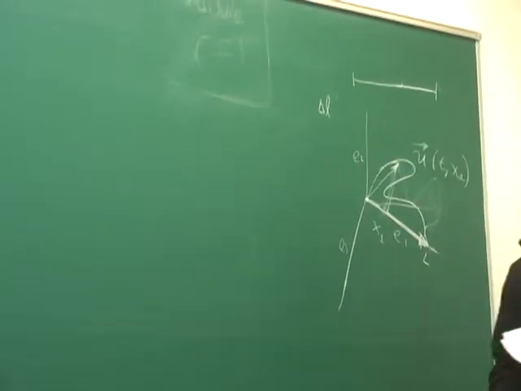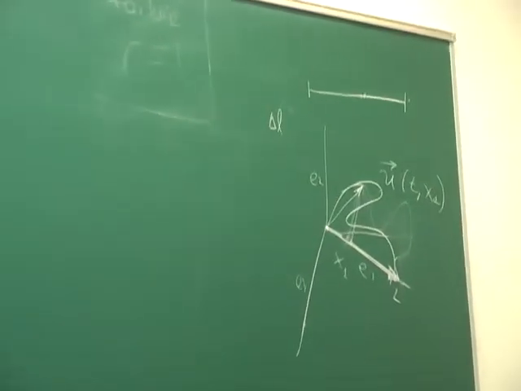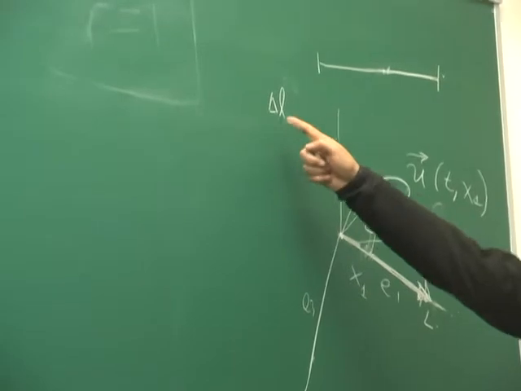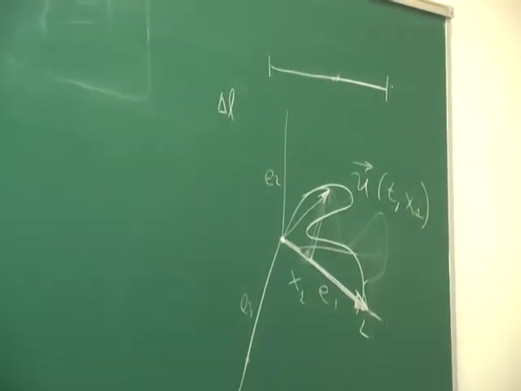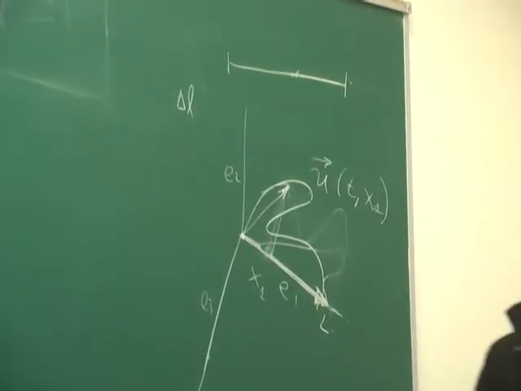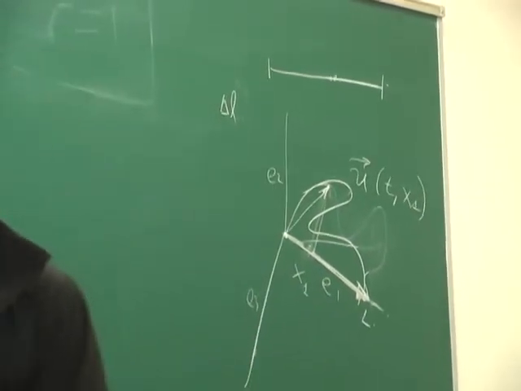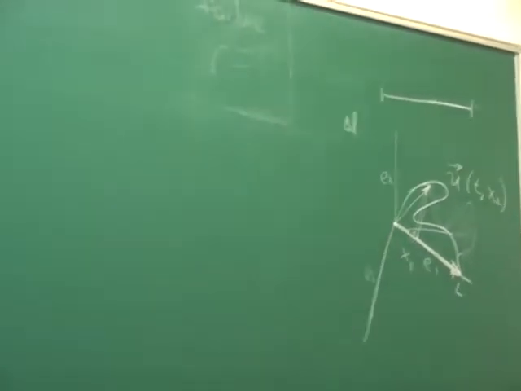So that's the mass of that interval. Yes, m is the mass of the string of length delta L. So the whole mass of the string is the integral of rho dL.